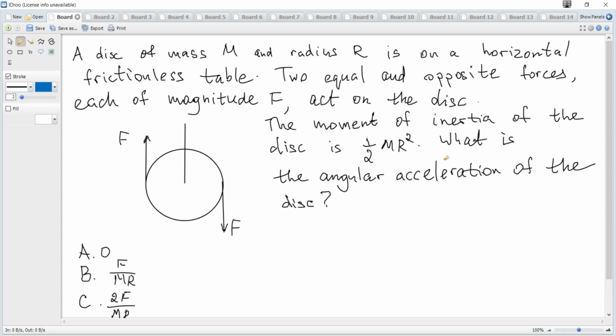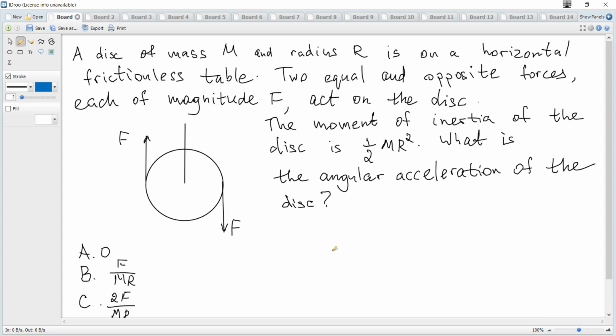A disk of mass m and radius r is on a horizontal frictionless table. Two equal and opposite forces, each of magnitude F, act on the disk. The moment of inertia of the disk is half mr squared. What is the angular acceleration of the disk?